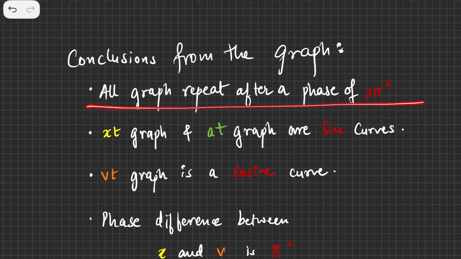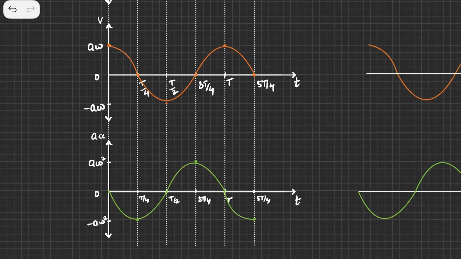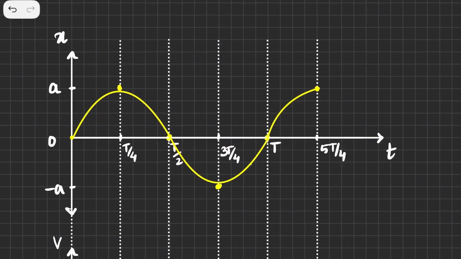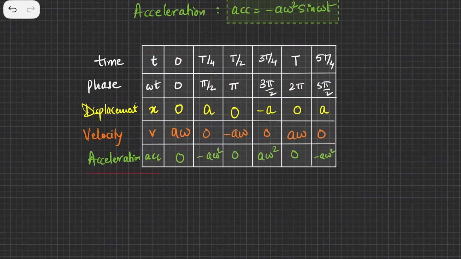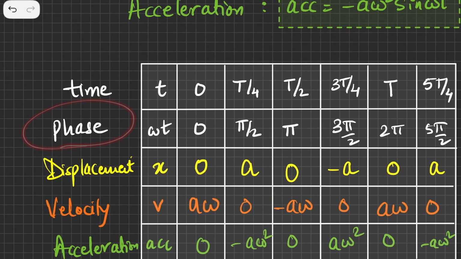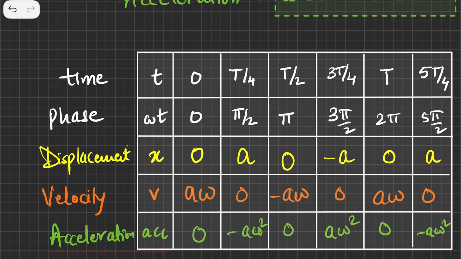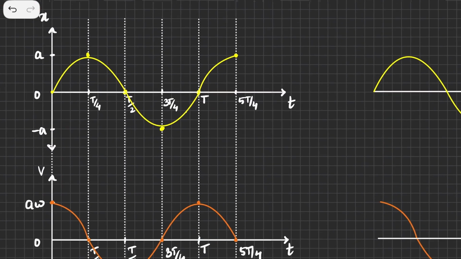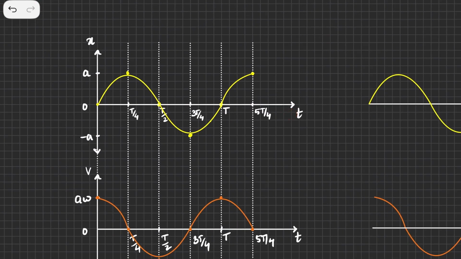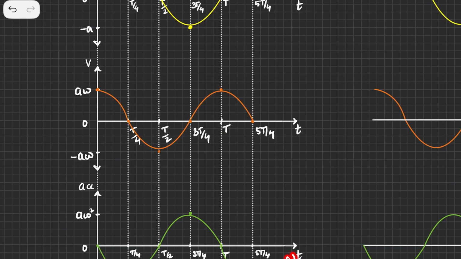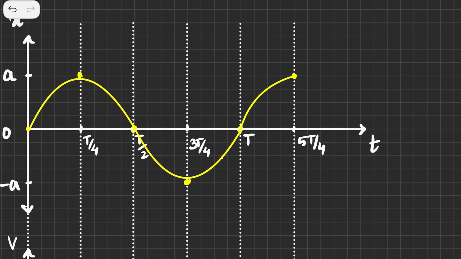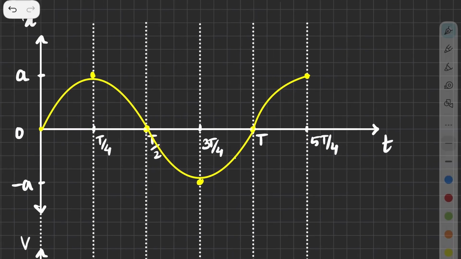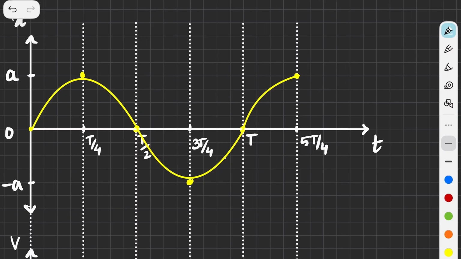All the graphs repeat after a phase of 2 pi radians. Now before we go to the phase, we'll have to plot phase here. So if you see the table, phase is this part. So instead of t, where I have plotted t, I'll have to convert that graph to omega t, that is phase. So we are going to just multiply omega with t. So if I multiply this by omega and this by omega and this by omega, then I'll find out that my x-axis, which was earlier time, now it will become phase. So I'll just change that.